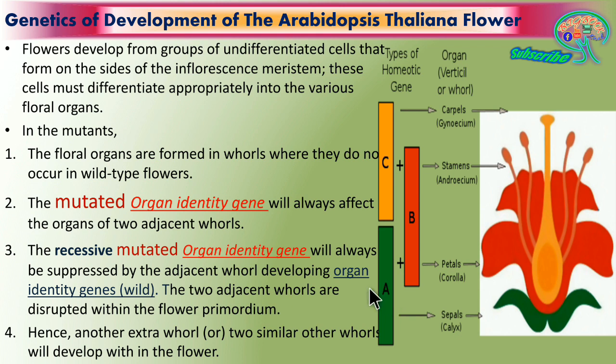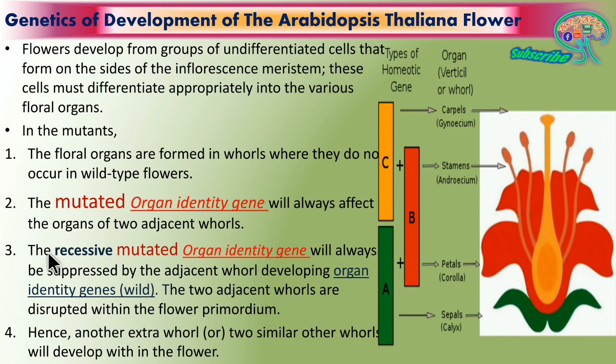So if you mutate any of these, class A genes, B genes or C genes, it will always affect the organs of two adjacent whorls. Here, if you mutate the class A genes, the class A genes will not develop their organ, whereas there will be the influence of the class C genes and the class B genes. So there can be the development of the class B and class C organs in whorl 1.